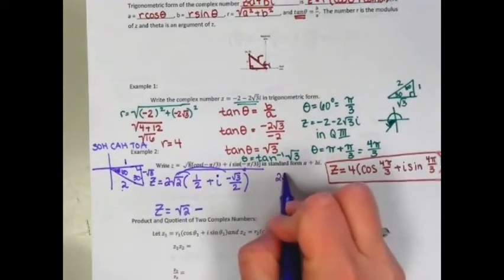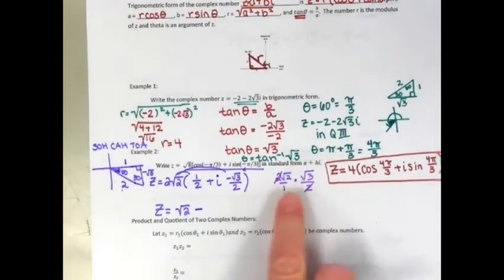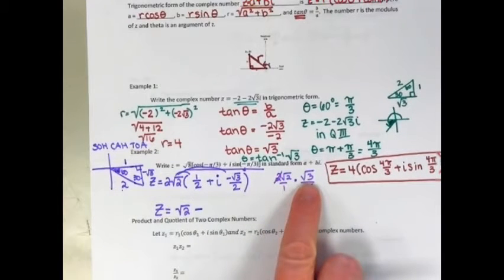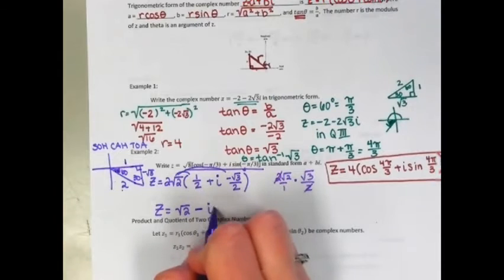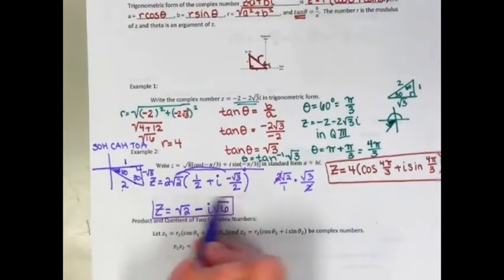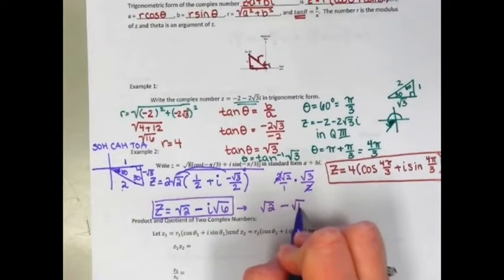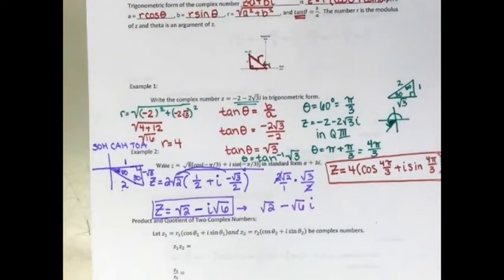So we have 2 radical 2 times radical 3 over 2. So the 2's will cancel, right? And what's radical 2 times radical 3? Radical 6. So we have radical 2 minus i radical 6. Or you could write it as radical 2 minus radical 6 i. So either way, where the i is in the back. Okay. Any questions going from standard form to trig form or trig form to standard form? No.